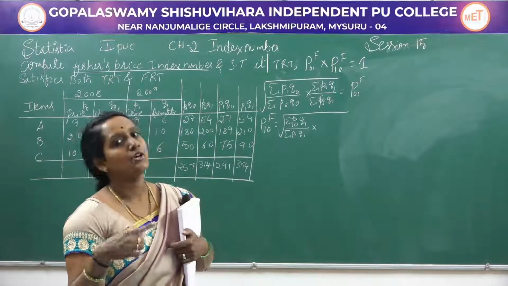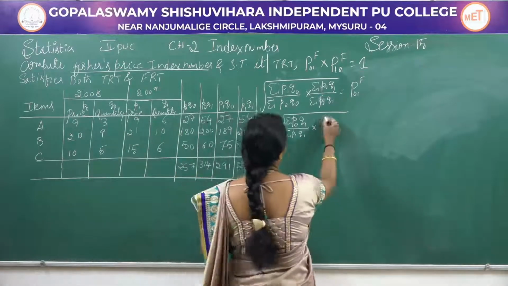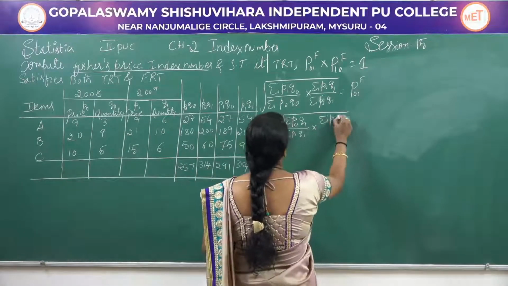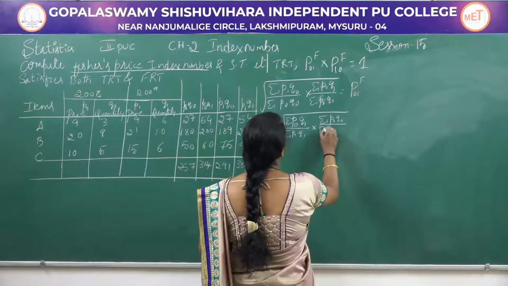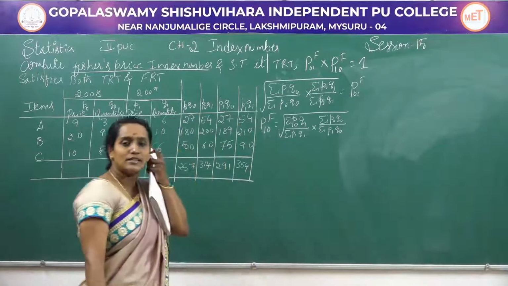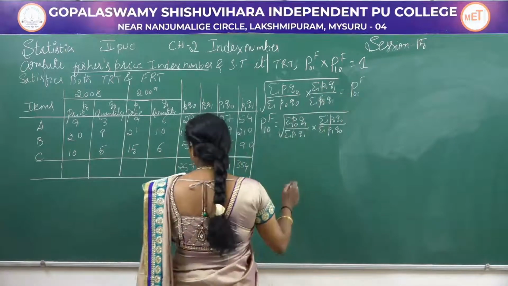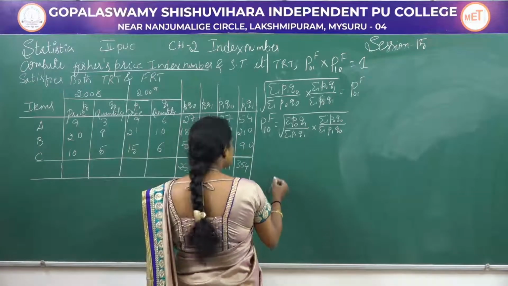Wherever 1 is there, you replace that with 0, so that we have reversed the time. It is P naught Q naught by summation of P1 Q naught. After this, take the product. Okay, we have to show this one. So I'll take the product.